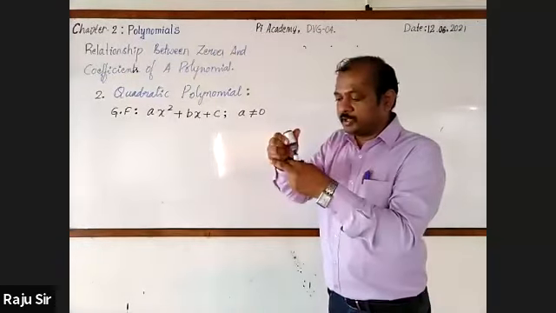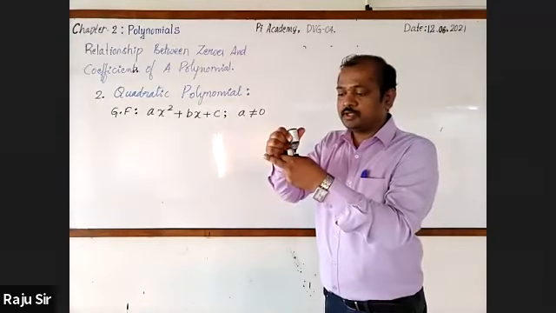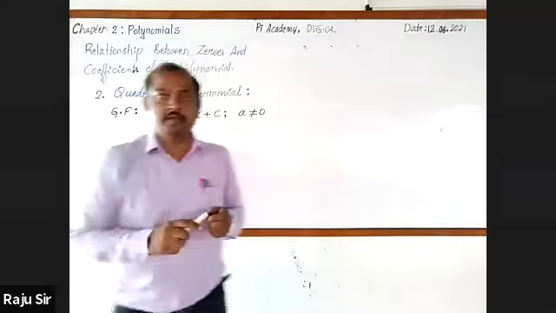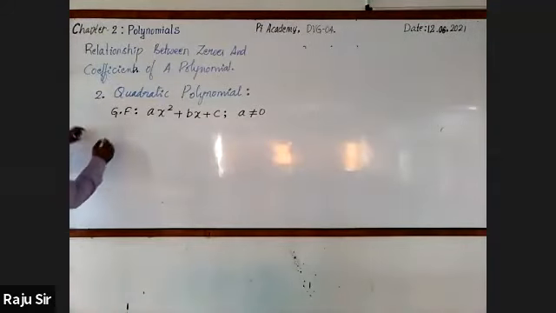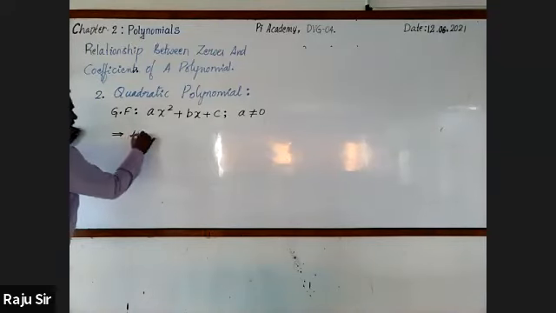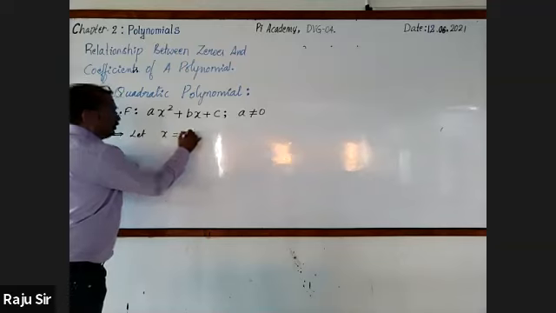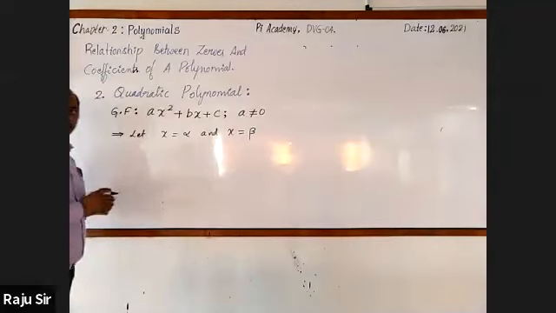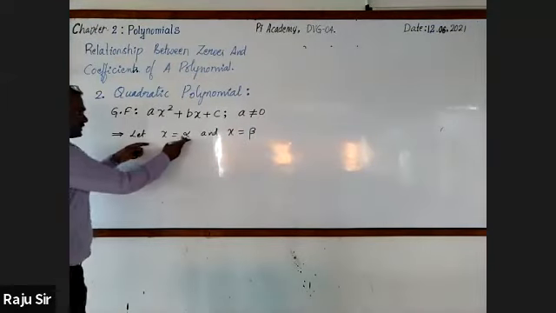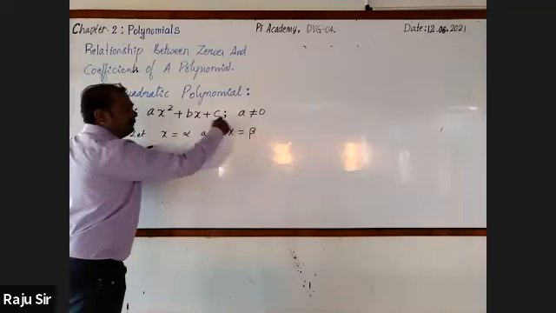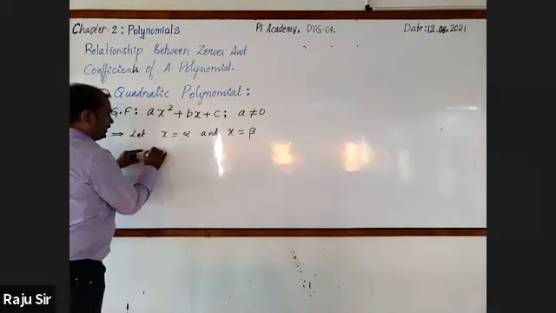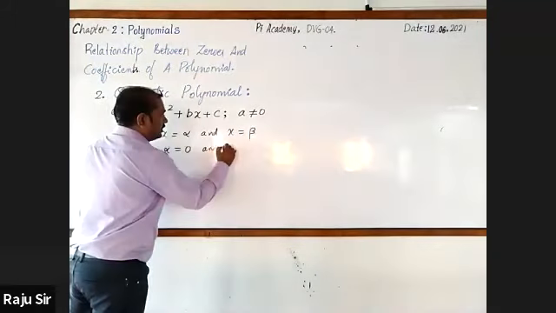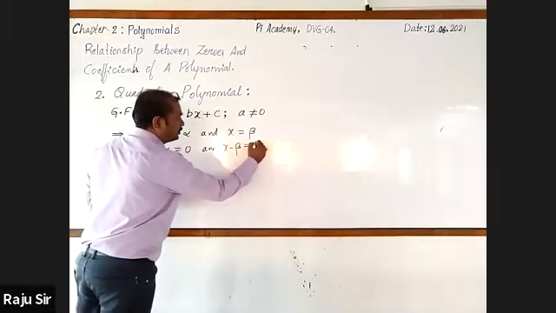As it is a quadratic polynomial, it has two zeros. Now we are going to assume these two zeros as alpha and beta. Let x equal to alpha and x equal to beta. These are the two zeros. Next, transfer alpha to the left hand side, beta to the left hand side. It will be x minus alpha equal to 0 and x minus beta equal to 0.